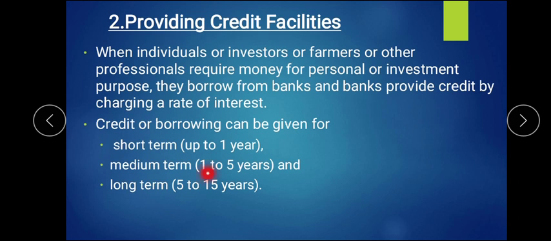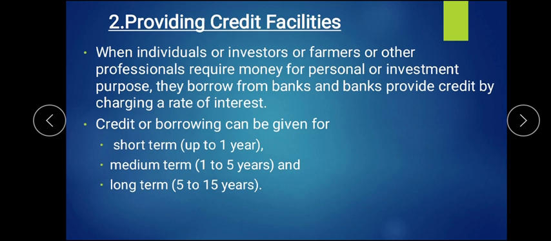Loans which are given for 1 to 5 years are called medium term loans or medium term credit. Then loans which are given for 5 to 15 years are long term loans or long term credit. In some cases you even get loans for more than 15 years, depending upon the circumstances and which type of loan you are taking.